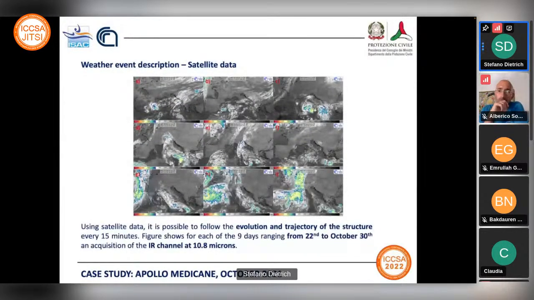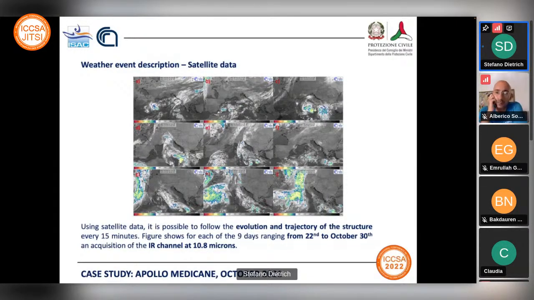Remote sensing made using satellite data makes it possible to follow events like this one at a large scale, with images available every 15 minutes from the Meteosat Second Generation. We show here as an example a sequence of the infrared images, one for each of the 9 days from 22 to 30 October. In the afternoon of 22, a day when 94 millimeters of rainfall were registered, the phenomenon evolution is given in panels B and C.